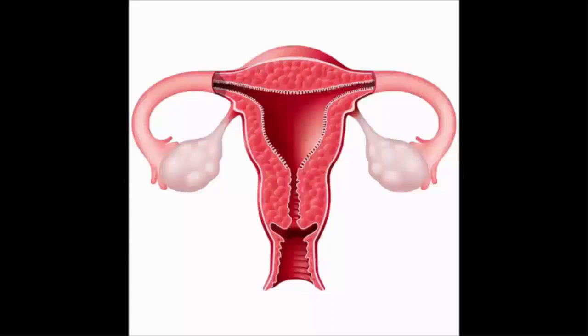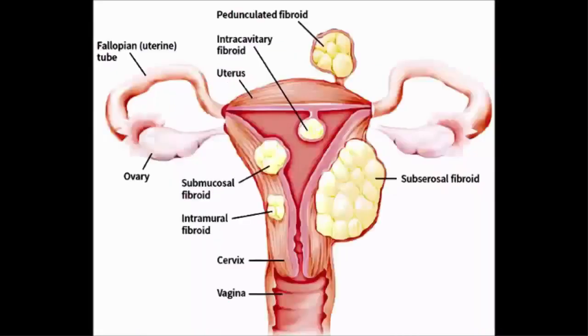This is what the uterus would look like when there's no fibroids present. This is an image of a uterus with several different types of fibroids present.